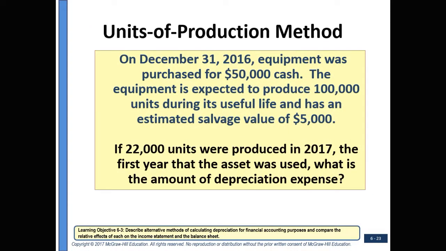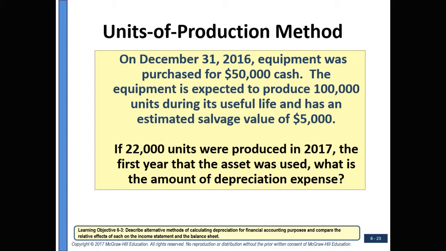On December 31st, 2016, there was equipment that was purchased for $50,000 in cash. This piece of equipment is expected to produce 100,000 units during its useful life and have an estimated salvage value of $5,000. If we were to produce 22,000 units in 2017, the first year that the asset was used, what is the amount of the depreciation expense?